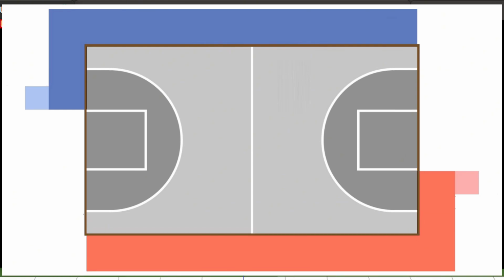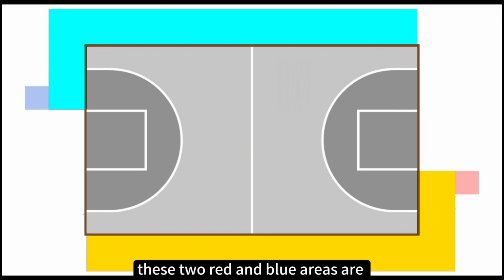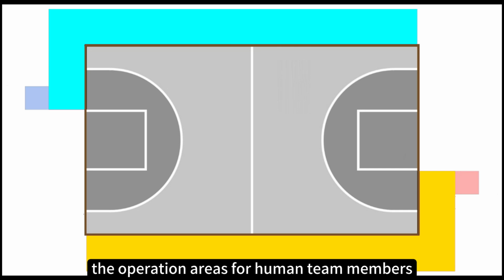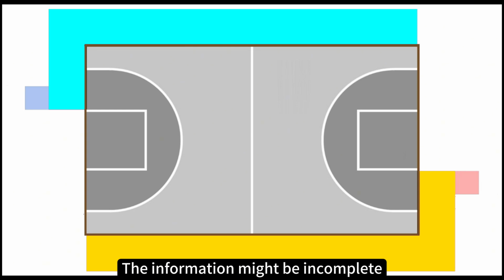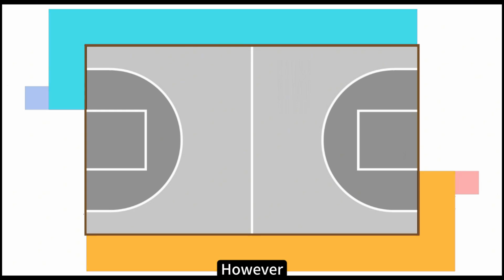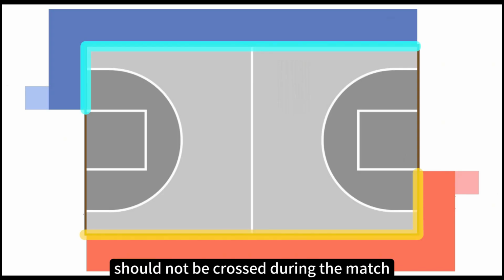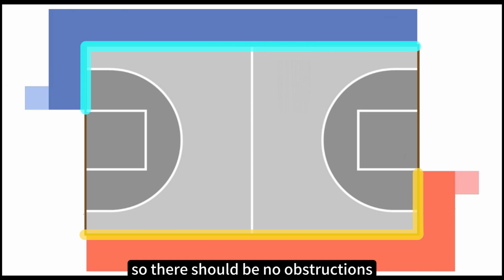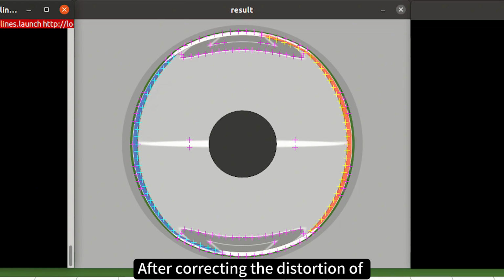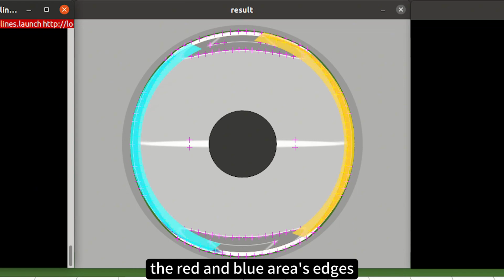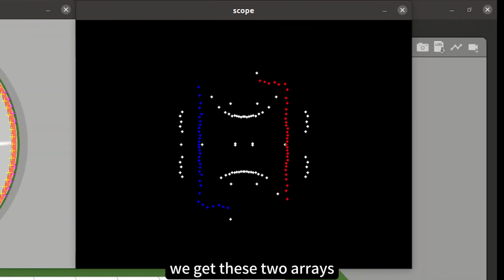According to the rules, these two red and blue areas are the operation areas for human team members, so there is likely to be various obstructions. The information might be incomplete. However, these two inner edge lines should not be crossed during the match, so there should be no obstructions, and the information will be relatively complete. After correcting the distortion of the red and blue areas' edges, we get these two arrays.